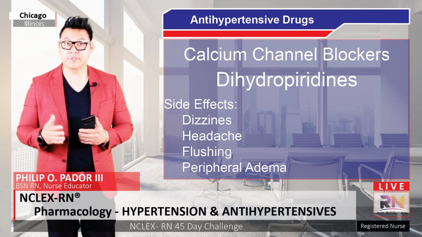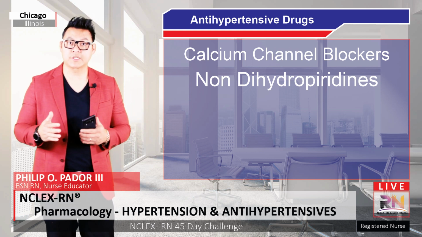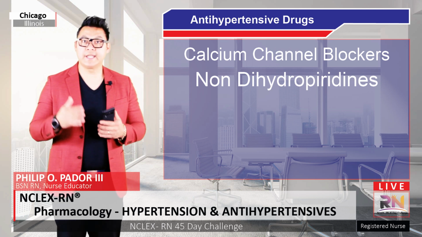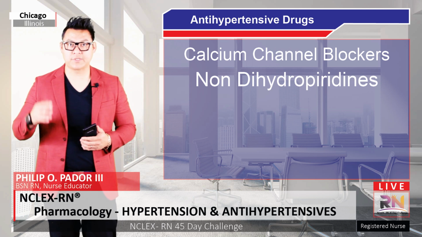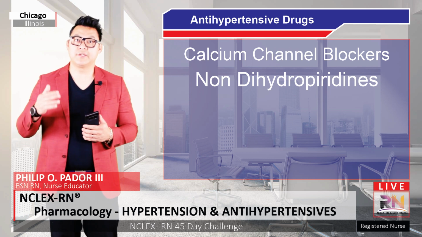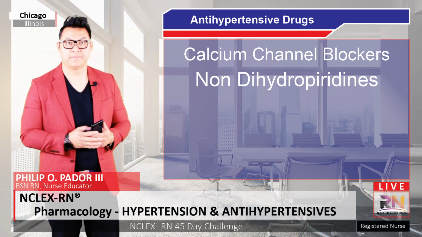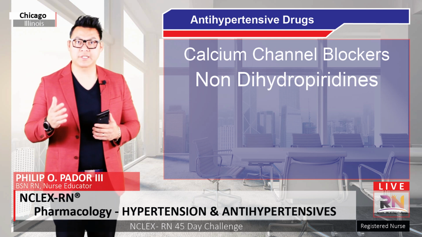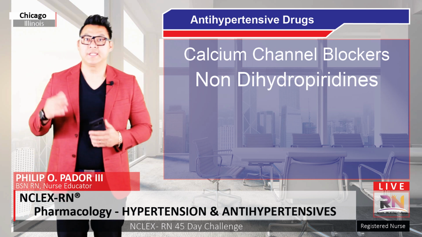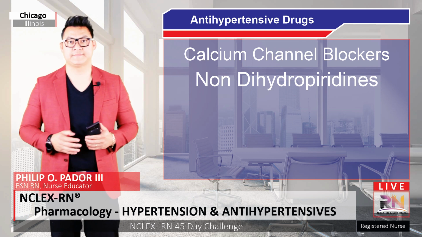Now let's move on to non-dihydropyridines, which are the non-selective inhibitors of the L-type calcium channels. In other words, they are not only capable of blocking calcium channels on the vascular muscles, but also calcium channels on the cardiac cells such as those of the SA node and the AV node, which leads to reduced myocardial contractility, slower heart rate, and slower conduction.